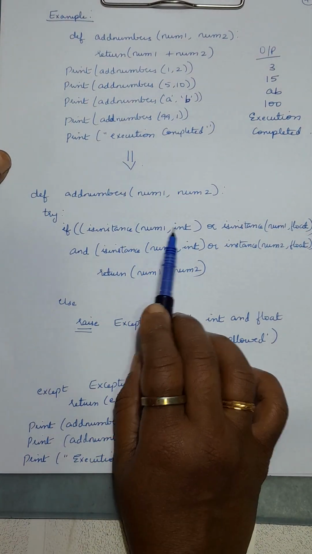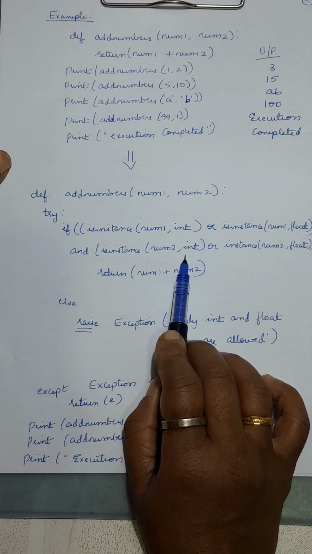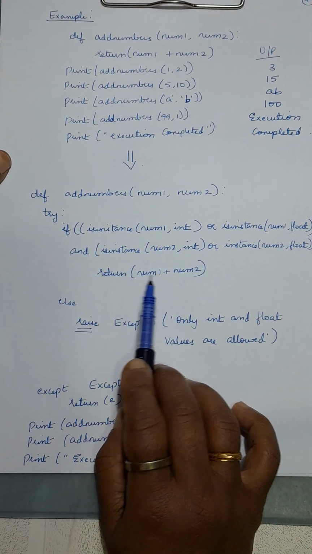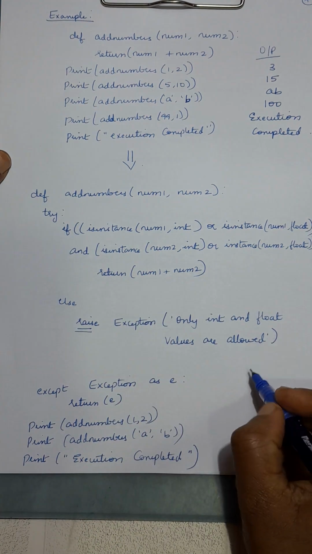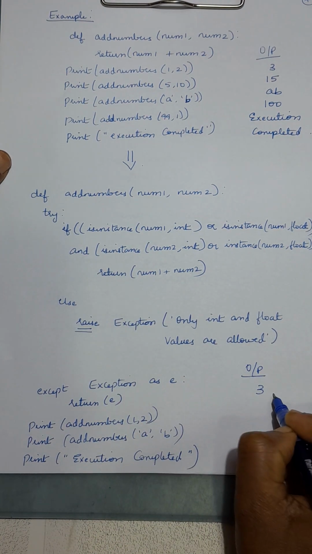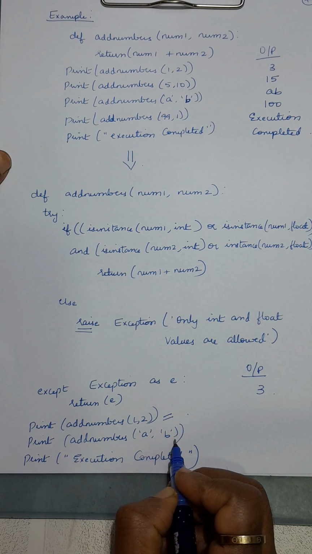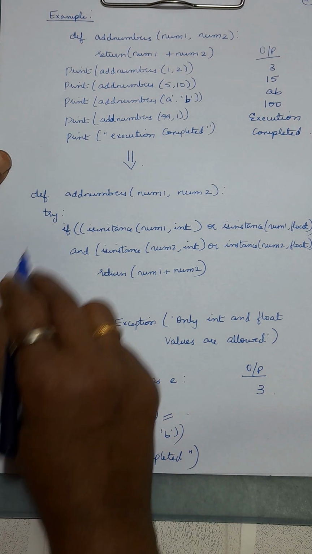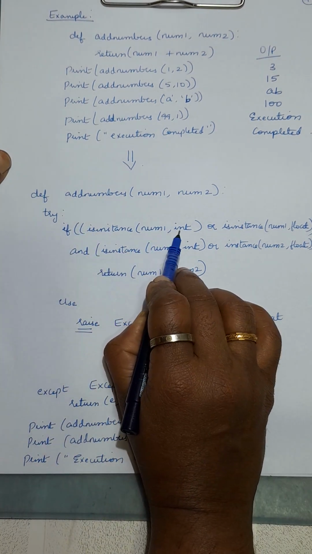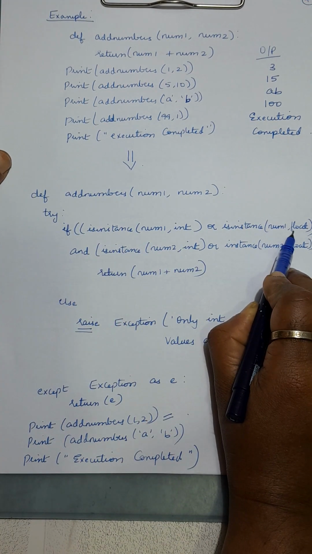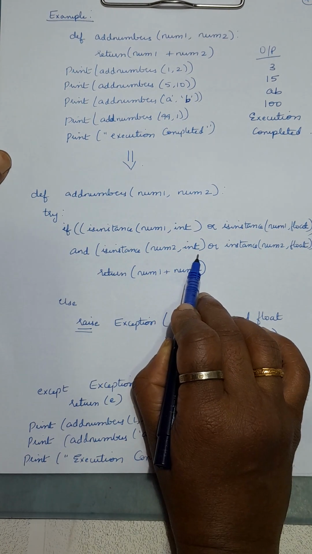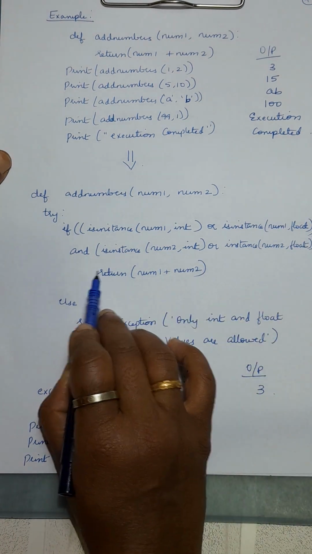Num1 is 1 here, so it is an integer. Num2 is also an integer. So if it is true, it will come and return 1 plus 2. So the output will be 3. I'll get 3 here for the first one. See the second one, print add numbers a comma b. What is a comma b? Both are strings, so it will come here. Num1 is not of type int, and num1 is also not of type float. Num2 is neither integer nor float, so it will not go here.